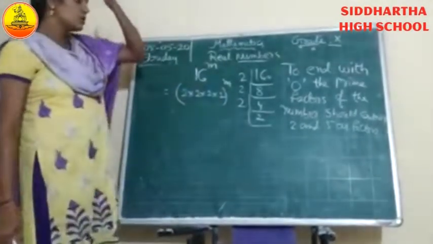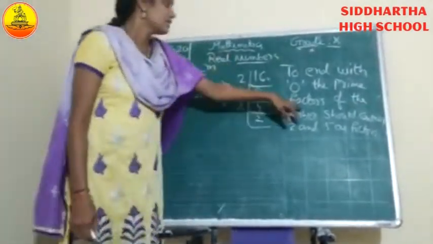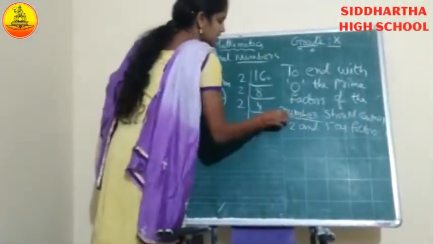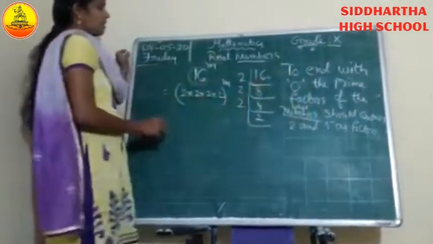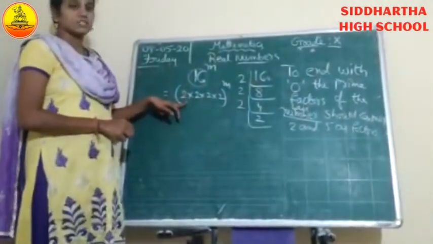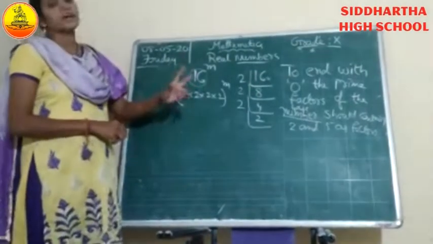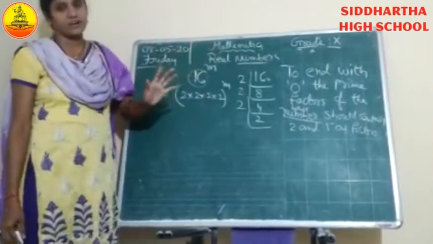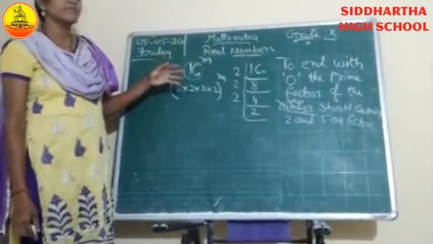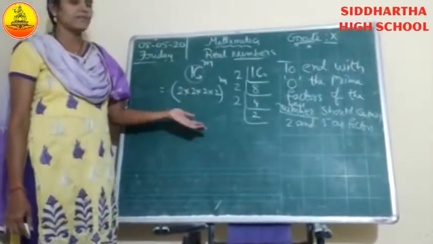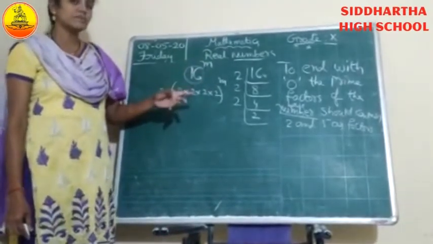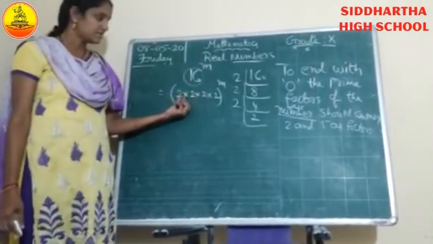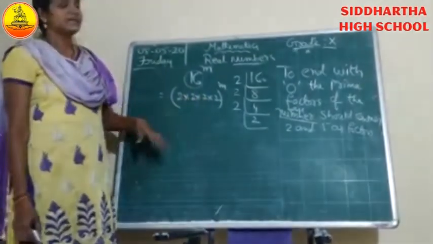Here what is the condition to end with 0? The prime factors of the number. Number means what we have to take? You have to take the base. You take the base and do the prime factorization. If it contains 2 and 5 as factors, it should contain both 2 and 5, not 2 or 5. With 2 or 5, meaning either 2 or 5, nothing will happen. But 2 and 5 means the prime factorization should contain both 2 and 5. But it contains only 2. That's why it does not end with 0.